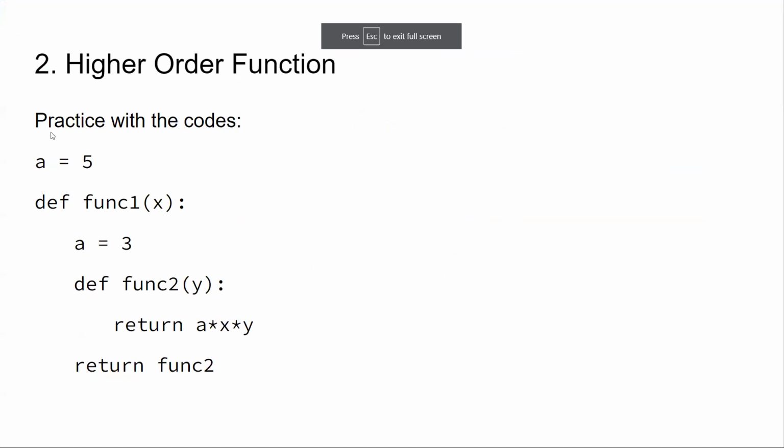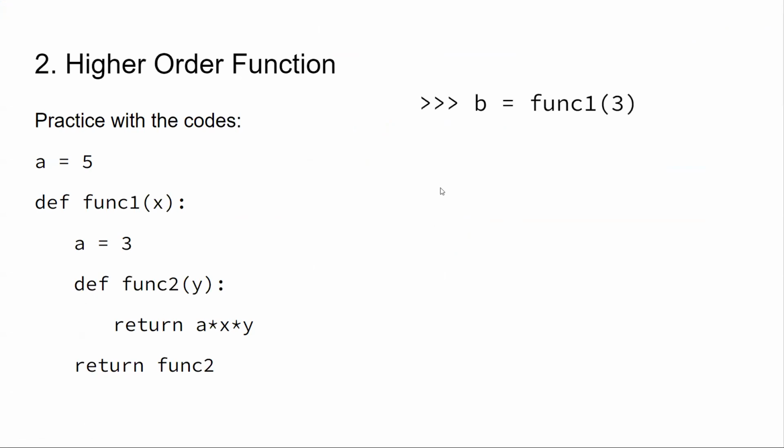So we practice with the code. We just do a very short explanation of it. We have the instant code. For example, when you run this code and you type this into the terminal, we get b equals function 1 of 3. So let's try to see what b is.